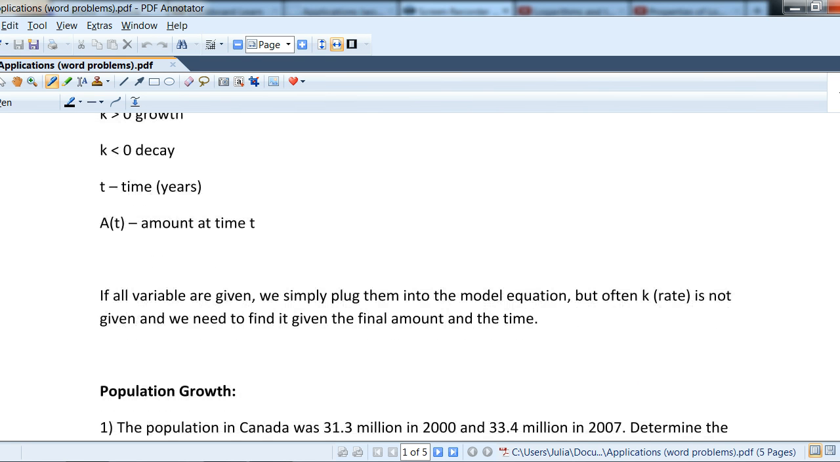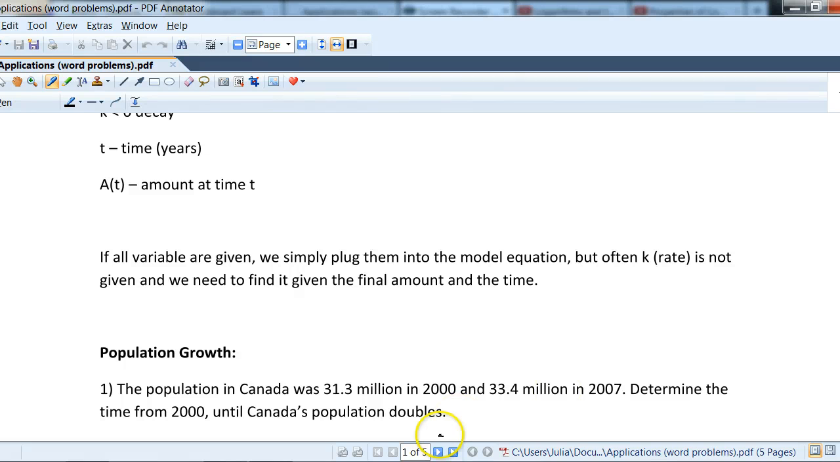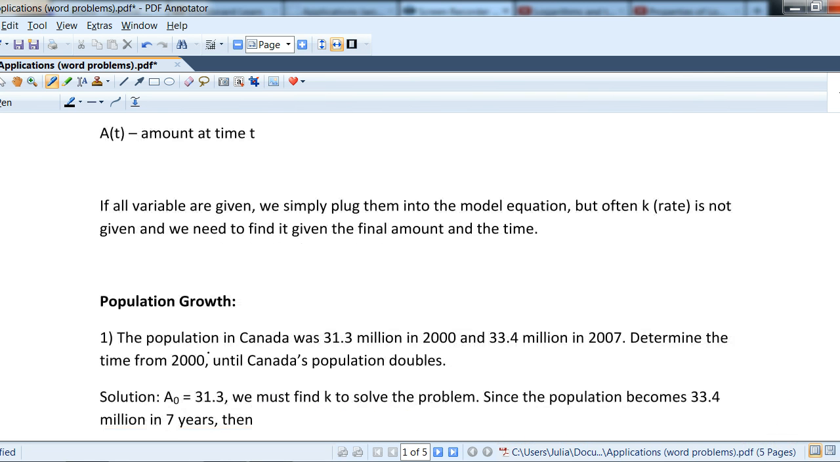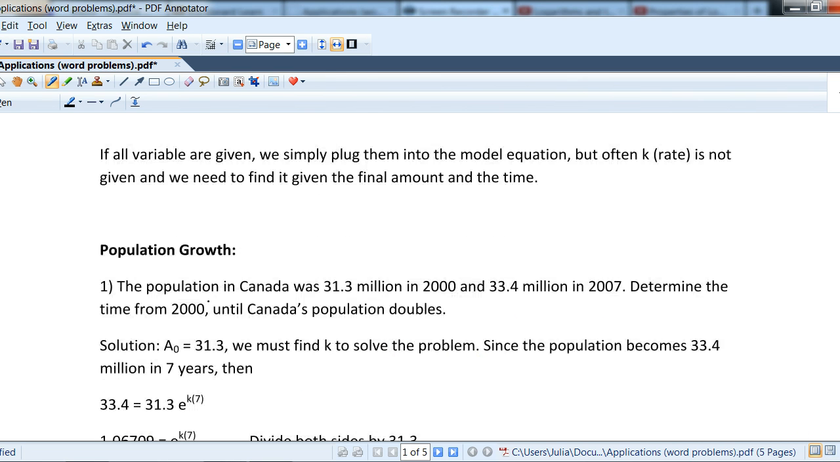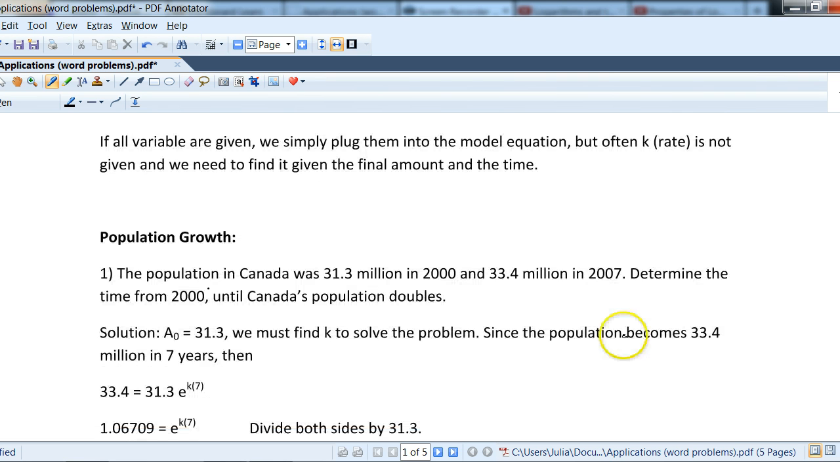Let's take a look at population growth first. The population in Canada was 31.3 million in 2000 and 33.4 million in 2007. Determine the time from 2000 until Canada's population doubles. So 2000 is basically like t equals 0. Okay, so A0, our initial amount, is 31.3. Now we do need to find k. That's why we're given the second time and the amount, to be able to find k. So this is how we set this up.